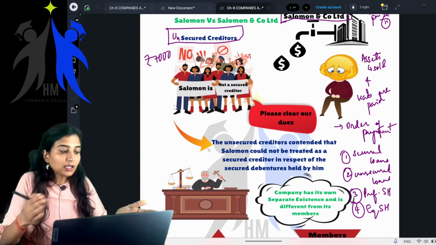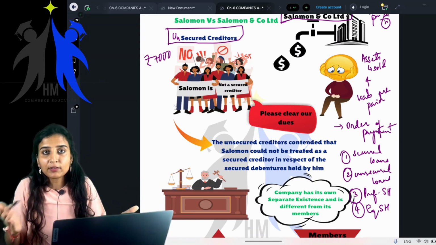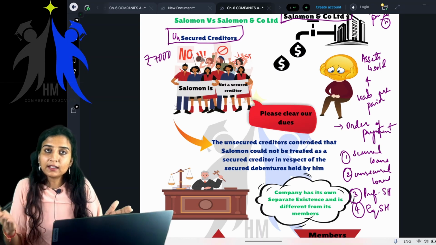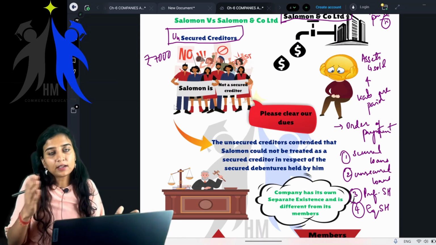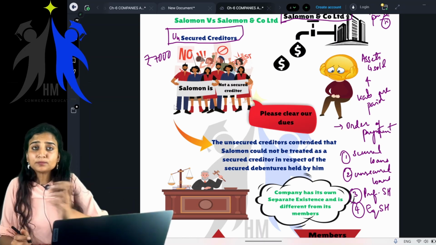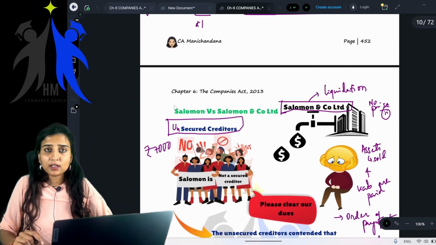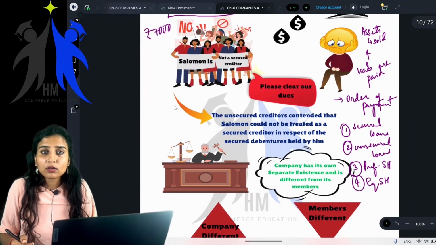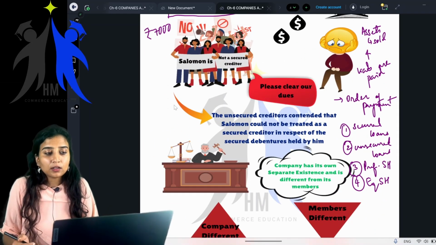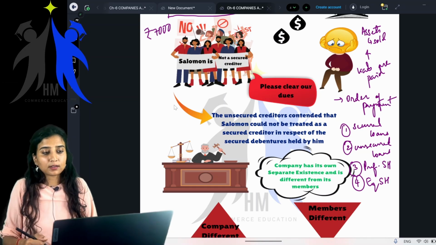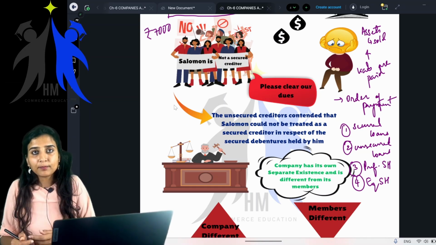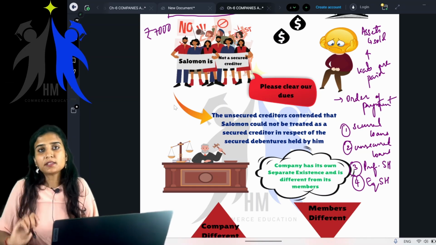So you know that members can contract with the company. You all know that the company can enter into a contract with the members, and the members can enter into a contract with the company. They can also buy the debentures. Yes or no? That is what happened here. Now how can you tell that Salomon and the company are the same?